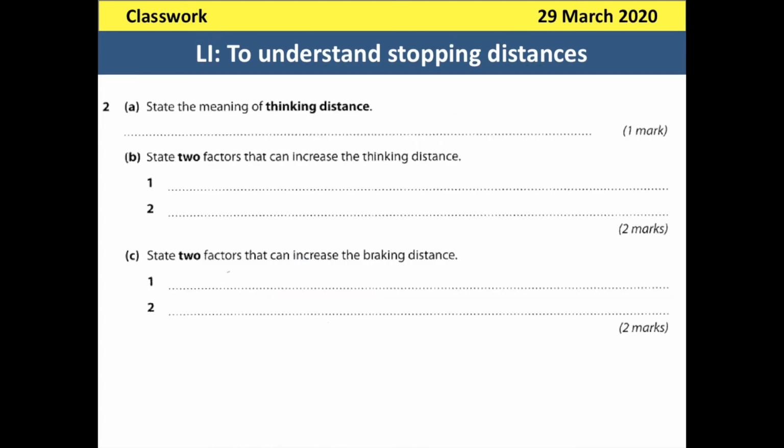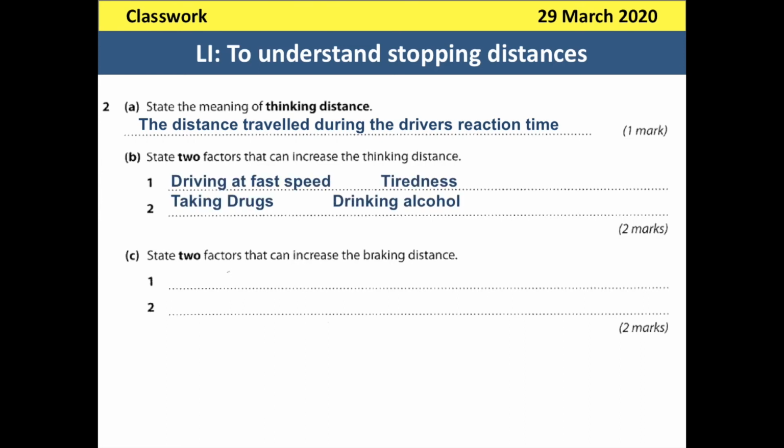2A. State the meaning of thinking distance. Well, thinking distance is the distance travelled during the driver's reaction time. Part B. State 2 factors that can increase the thinking distance. Well, there's definitely more than 2 factors, so any 2 of the following will be fine. You could have driving at fast speed, taking drugs, drinking alcohol, and of course finally the driver being tired.